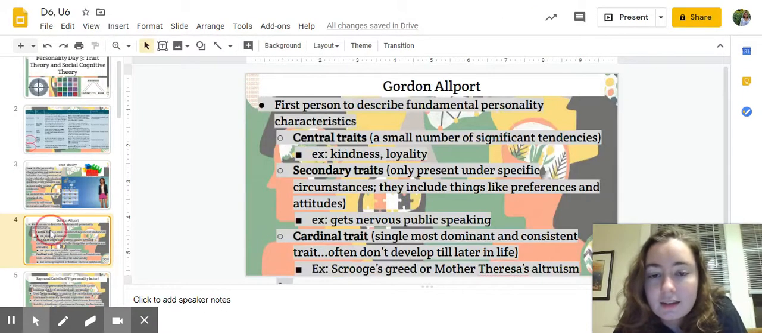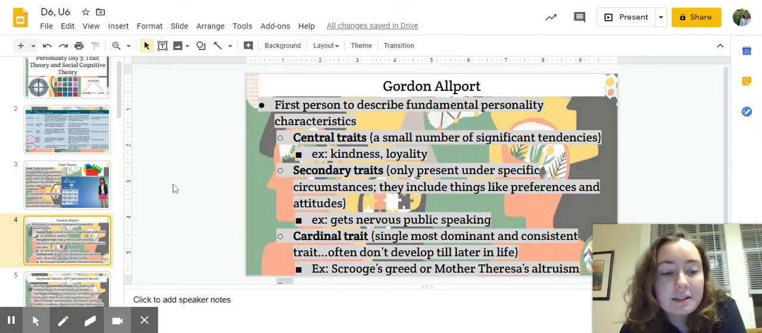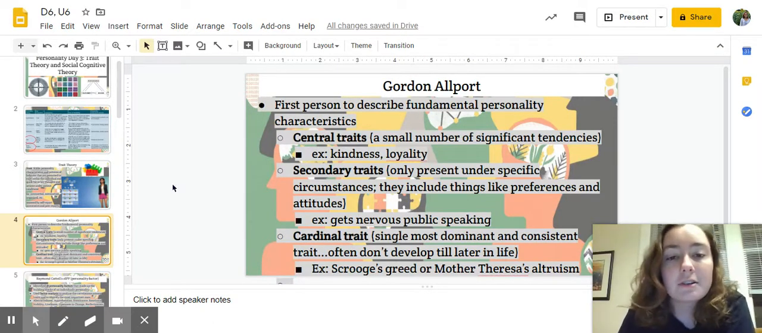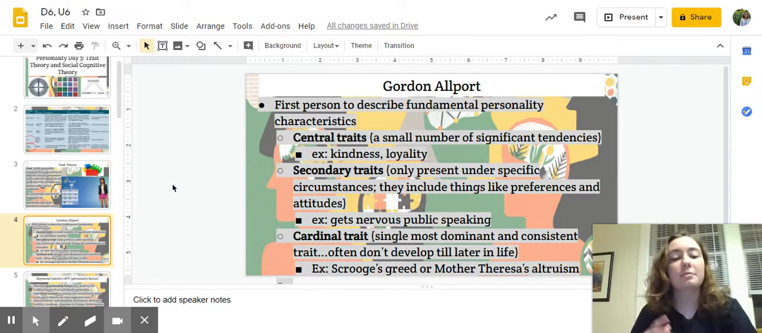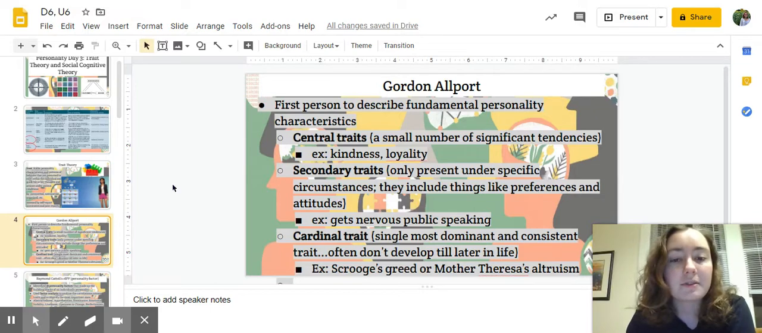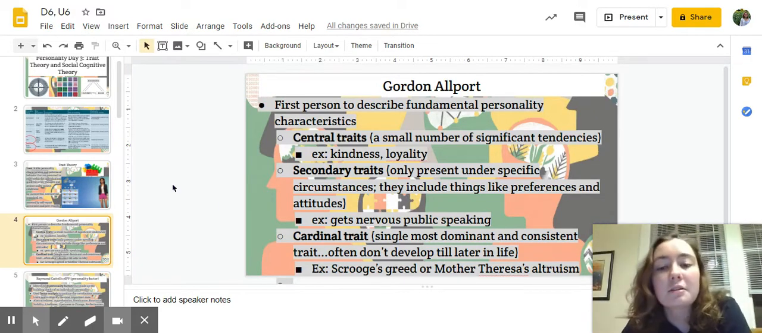All right. So we're going to go through a couple of the different trait theorists. So the first one we need to know is Gordon Allport. He's important because he was kind of the one who really got the trait theory up and running and kind of was the first one to really describe personality in this way. So he identifies 3 different types of traits.